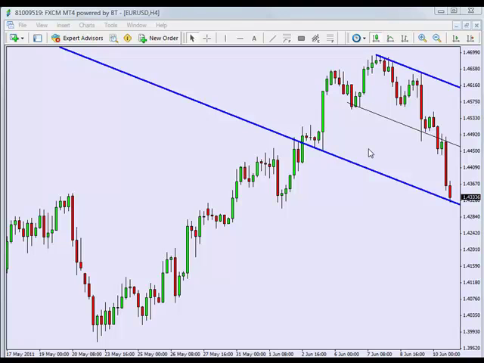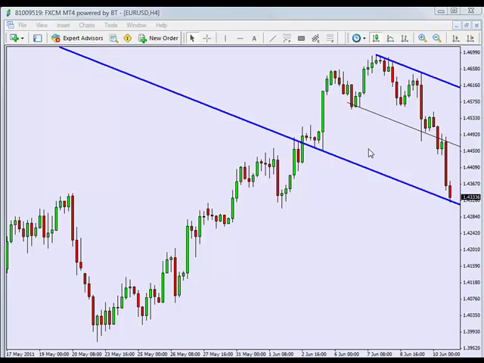I start my analysis on the 4-hour compression. This is where I do most of my analysis, and what I'm looking for throughout this week is for the market to create a corrective movement north, overall correcting the movement south that we have seen last week and the major rally that we saw on Friday of last trading week.